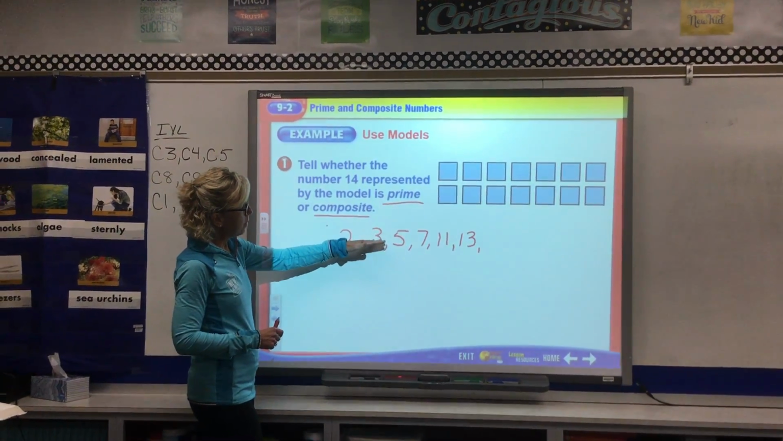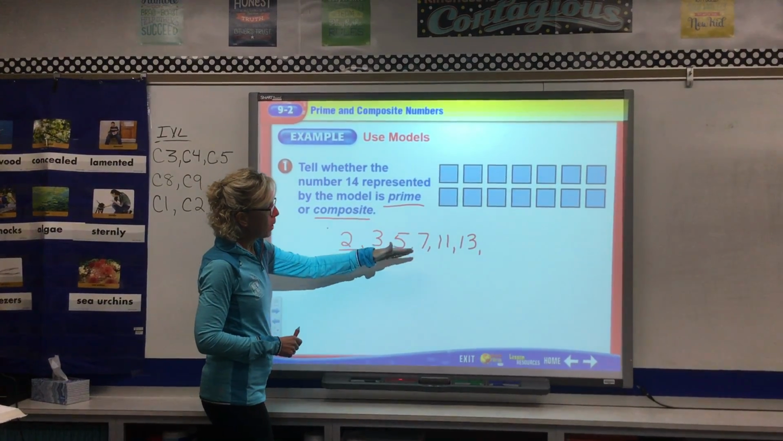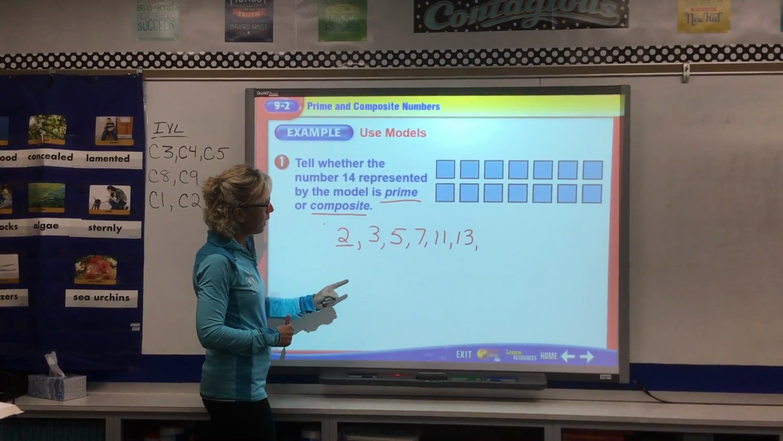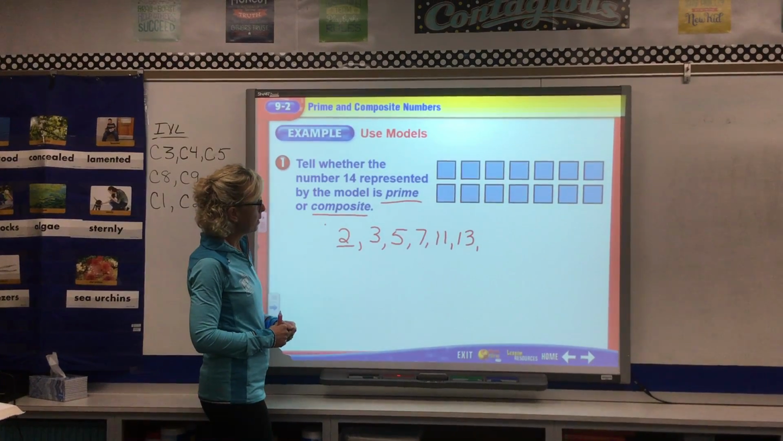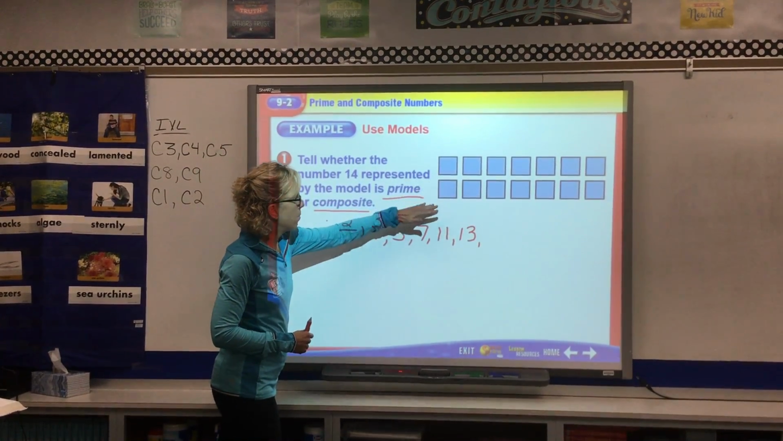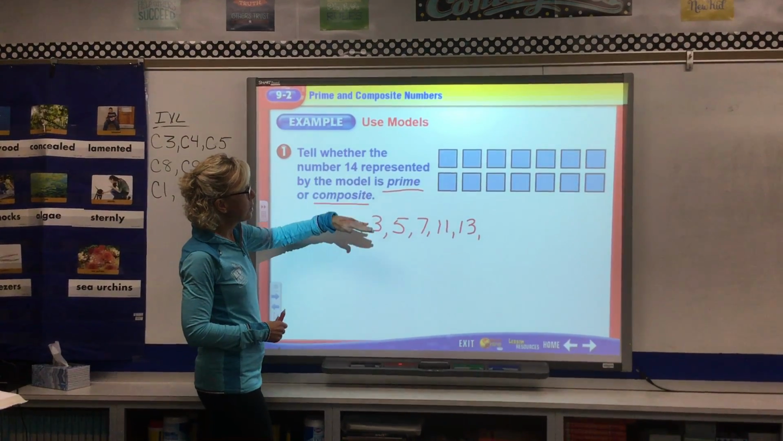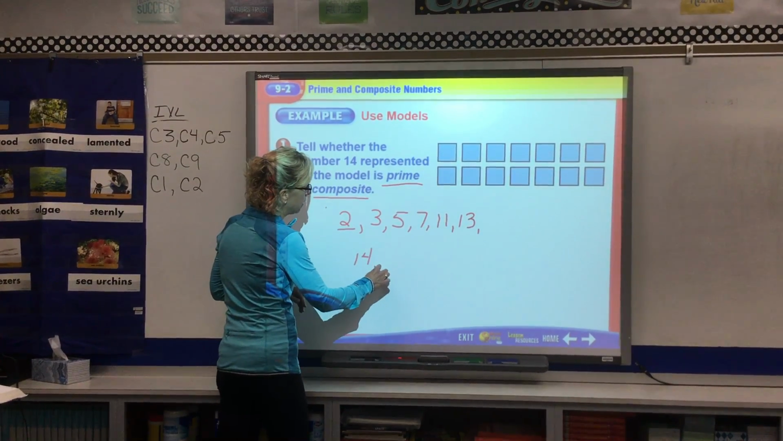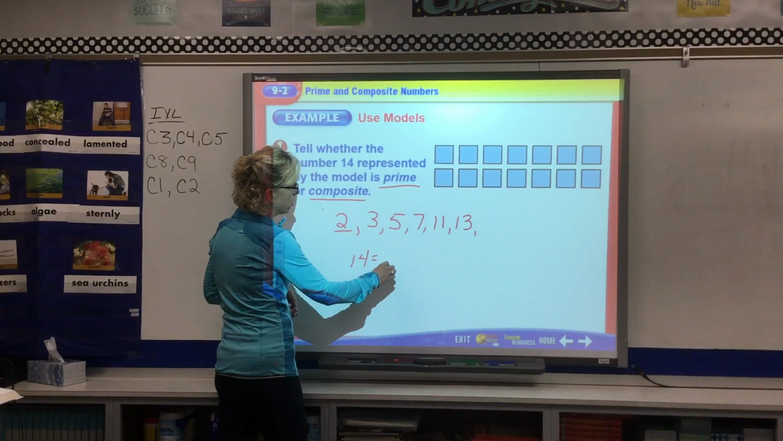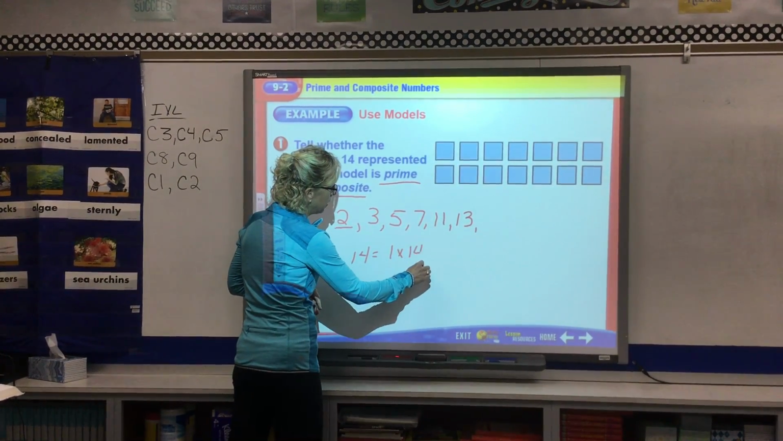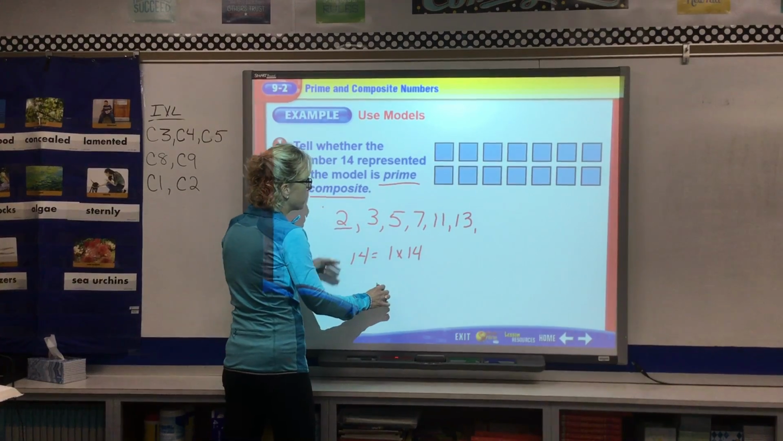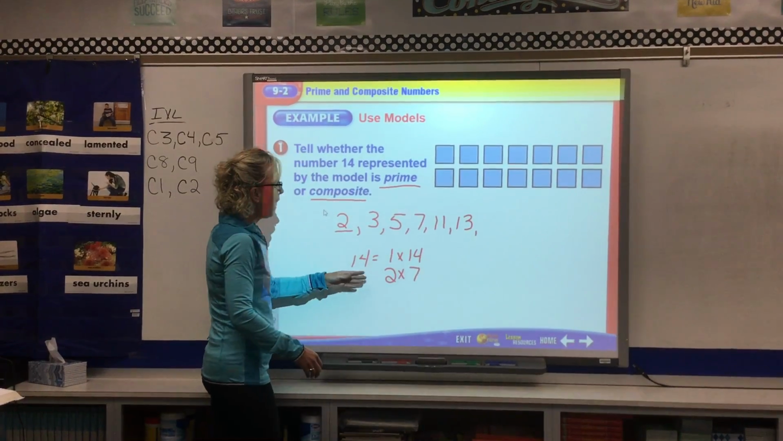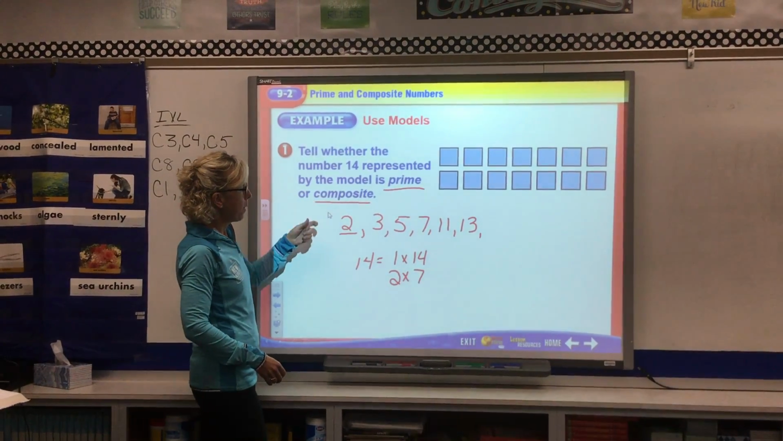If you look at these numbers, the only numbers that go into them are 1 and itself. Only 1 times 3 is 3. Only 1 times 5 is 5. Only 1 times 7 is 7. If you look at this number model, 14, you know that 14 can be divided into 2 groups. So you know that its factors include 1 and 14, and because it can be split into 2 groups, it is an even number. You can say 2 times 7. So that number, 14, has to be a composite number.